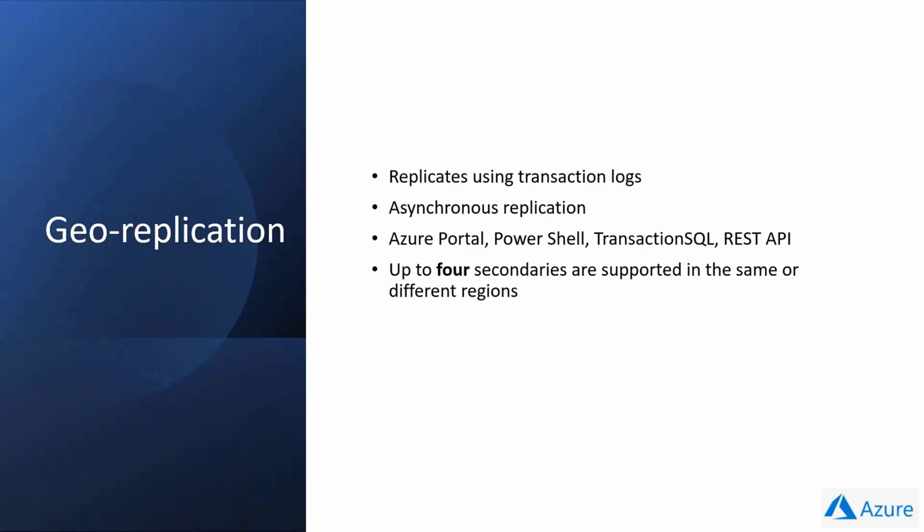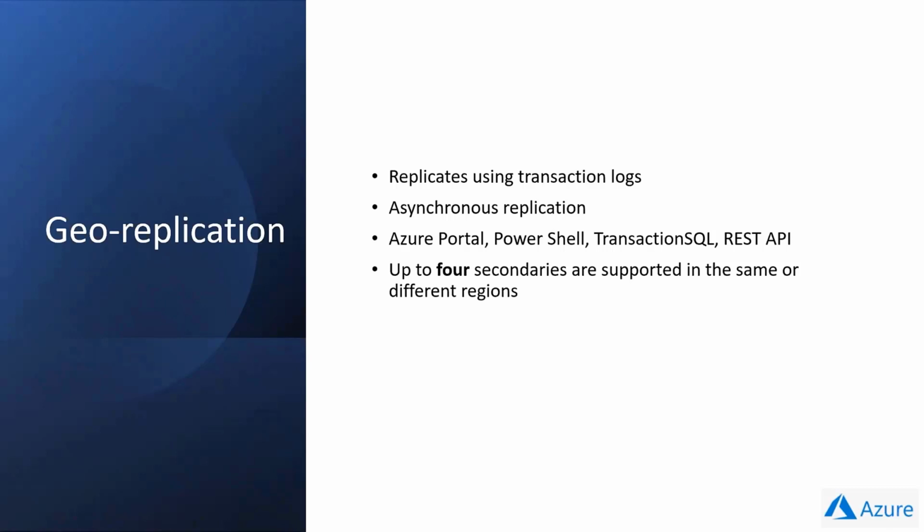Now, there are different ways you can interact with Geo Replication in Azure. We have, of course, the Azure portal, where you can quickly set up your replicas. You can use PowerShell, you can use Transact-SQL, and of course, you can use the REST API. So there are different ways you can set up and create your scripts to manage geo-replication.